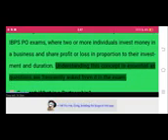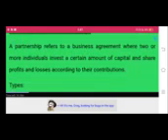Understanding this concept is essential as questions are frequently asked from it in the exam. Basic concept: what is a partnership? A partnership refers to a business agreement where two or more individuals invest a certain amount of capital and share profits and losses according to their contributions.